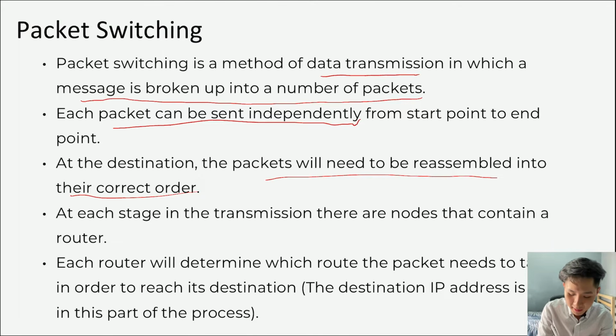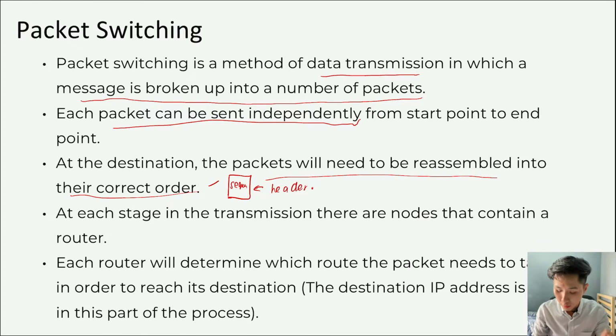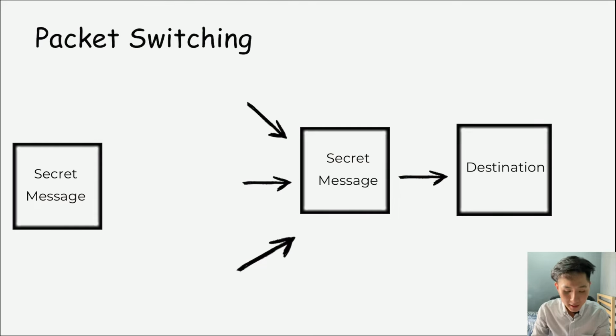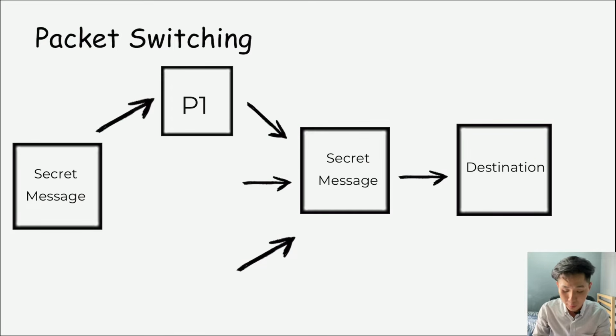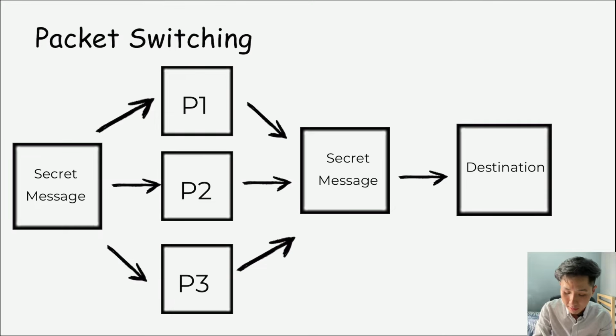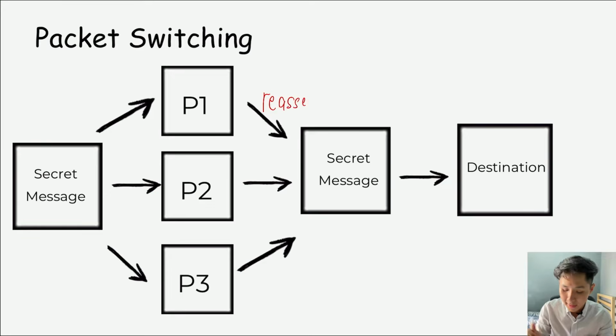If we remember correctly, the way they do this is to use the sequence number that is stored under the header of the packet. Alright? And at each stage in the transmission, there are nodes that contain a router, and the router will determine which route the packets need to take. So let's explain. This is what happens in packet switching. A message is broken down into multiple packets, and when it arrives, it needs to be reassembled. Alright? So that's packet switching.